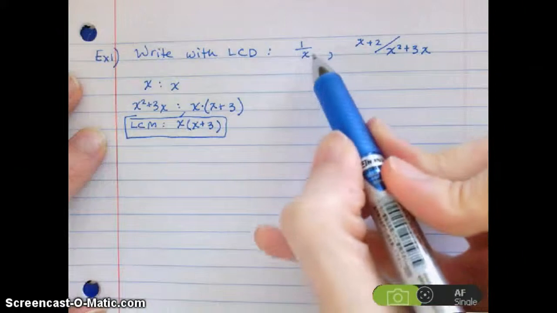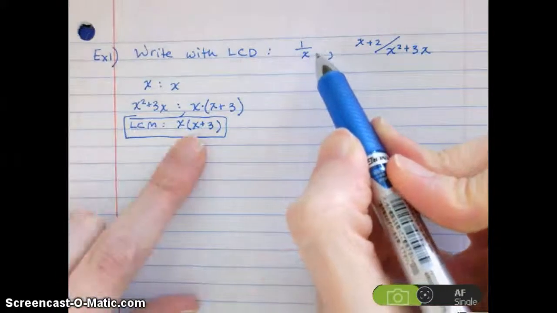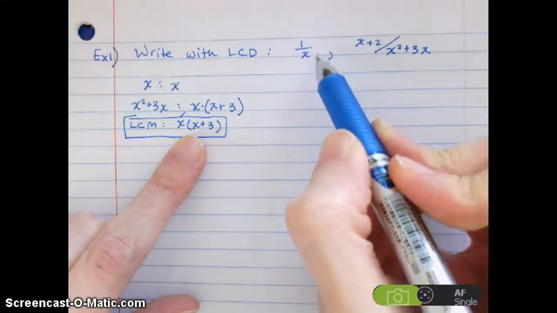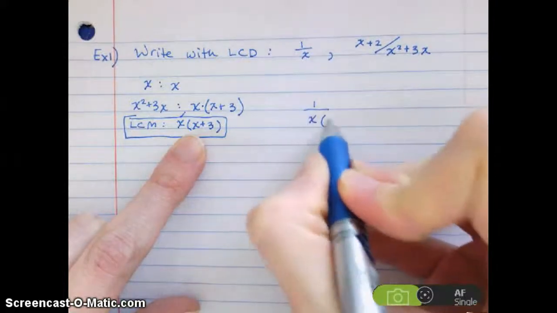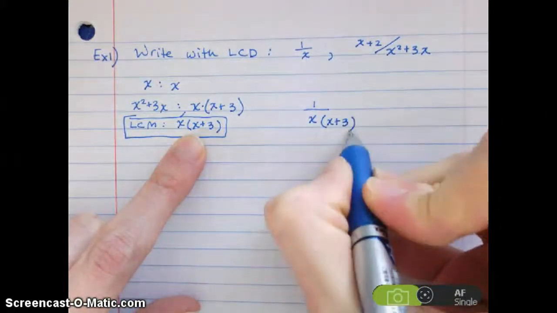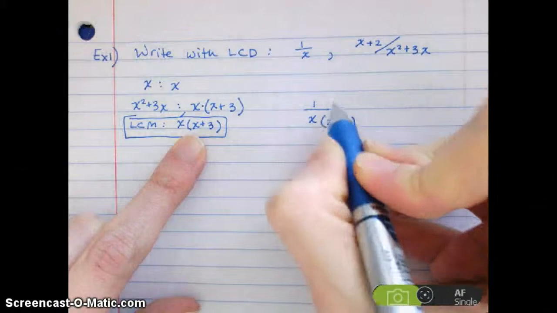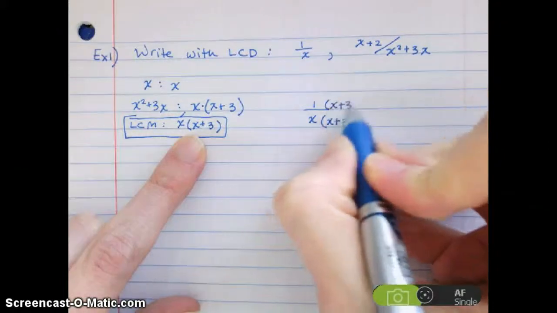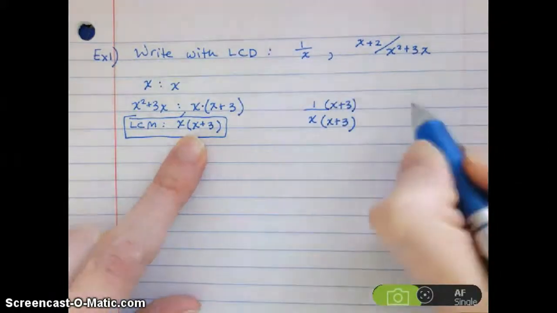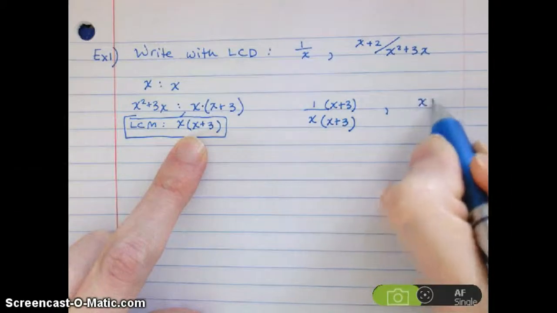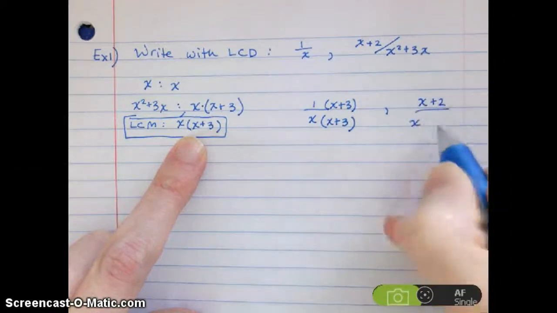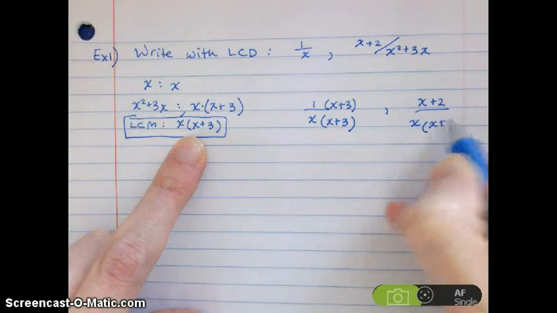To change 1 over x into a fraction with this LCD, I have to multiply by x plus 3 on bottom, so I have to multiply by the same thing on top. My second fraction already has the right format.